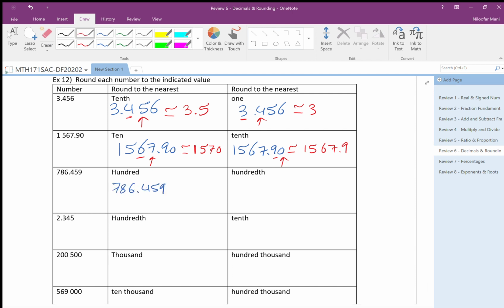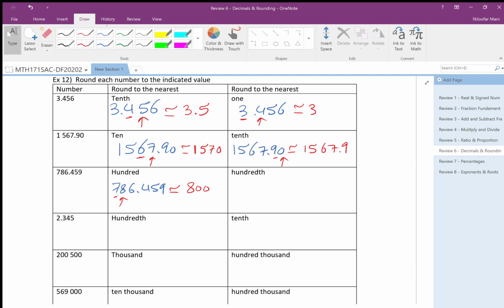786.459. 100. I underline that, check that. It is almost 800. Sometimes I see a student who says they underline 7, they check 8, they change to 8 and they stop. No, I hear 786. I still have to hear 100. So they are placeholder. I have to add 0.